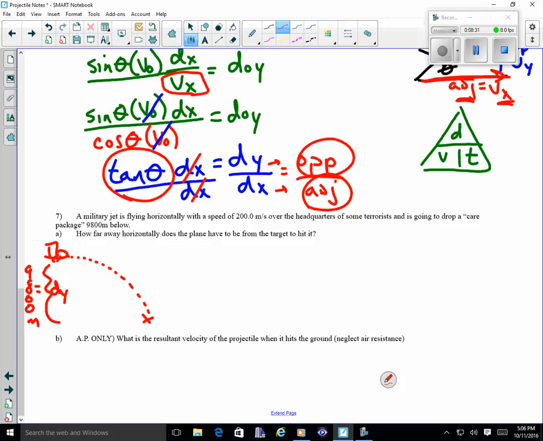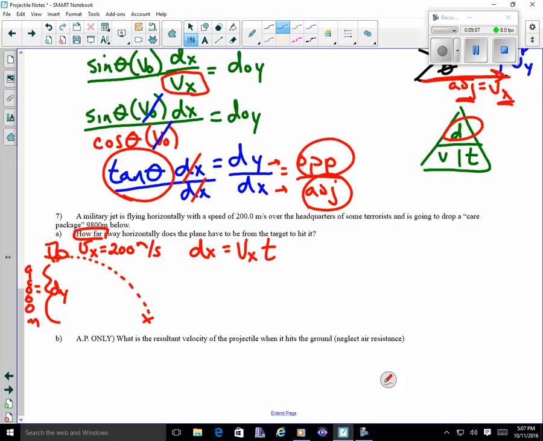They also told me that the plane is flying at a speed in the x direction of 200 meters per second. What they want to ask me is how far away. If you're asked how far, what are you looking for? Distance in the x direction. How far does the plane have to be from the target to hit it? Well, if I know distance and I know velocity, distance equals velocity in the x direction times time. Look at this little triangle up here. See, if you cover up distance, it equals velocity times time.